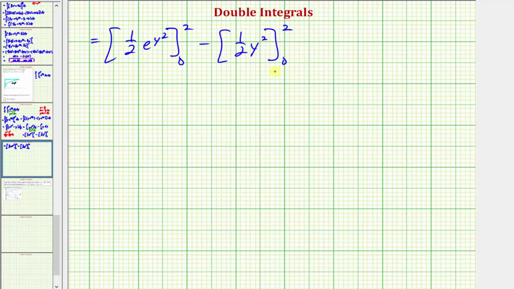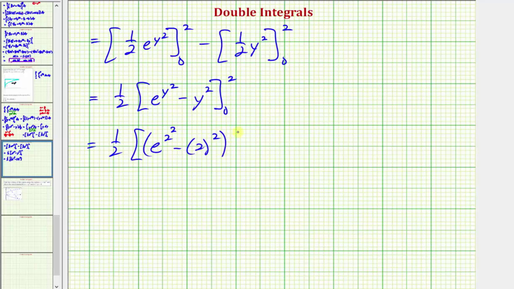Of course, because our limits of integration are the same, we can also just write this as 1/2 times e to the y squared minus y squared. Let's go and evaluate in this form. So we have 1/2 times, when y equals 2, we'd have e to the 2 squared minus 2 squared, minus, when y is 0, we have e to the 0 squared minus 0 squared. Simplifying again, we have 1/2 times, this would be e to the 4th, this is minus 4, and then here we have e to the 0, which is 1, so minus 1, and of course that's 0.